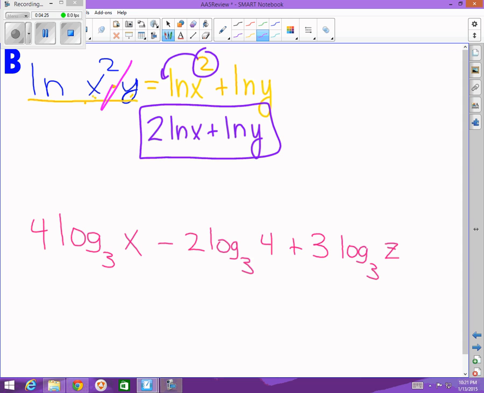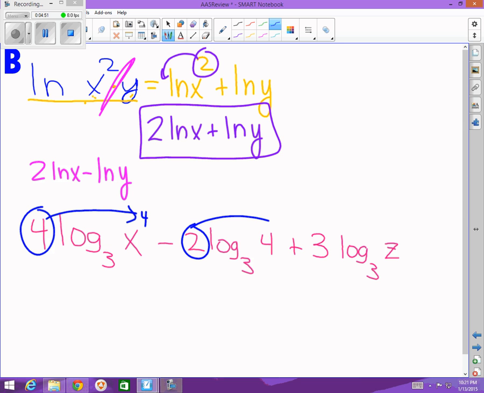If this would have been a divide sign there, then you would have had 2 ln of x minus ln of y, because division means subtraction. All right, then this one here. It is a longer one, 4 log base 3 of x minus 2 log base 3 of 4 plus 3 log base 3 of z. So first off, because there's a multiplier, that gets moved as an exponent.